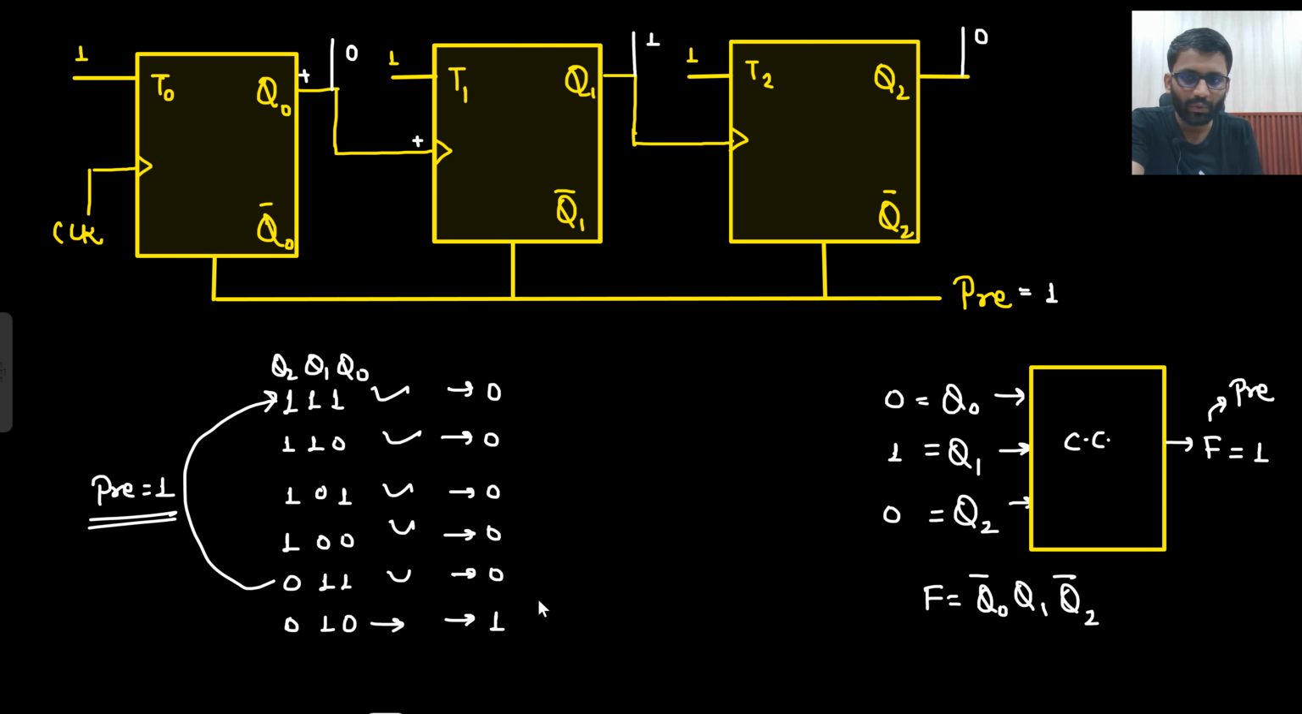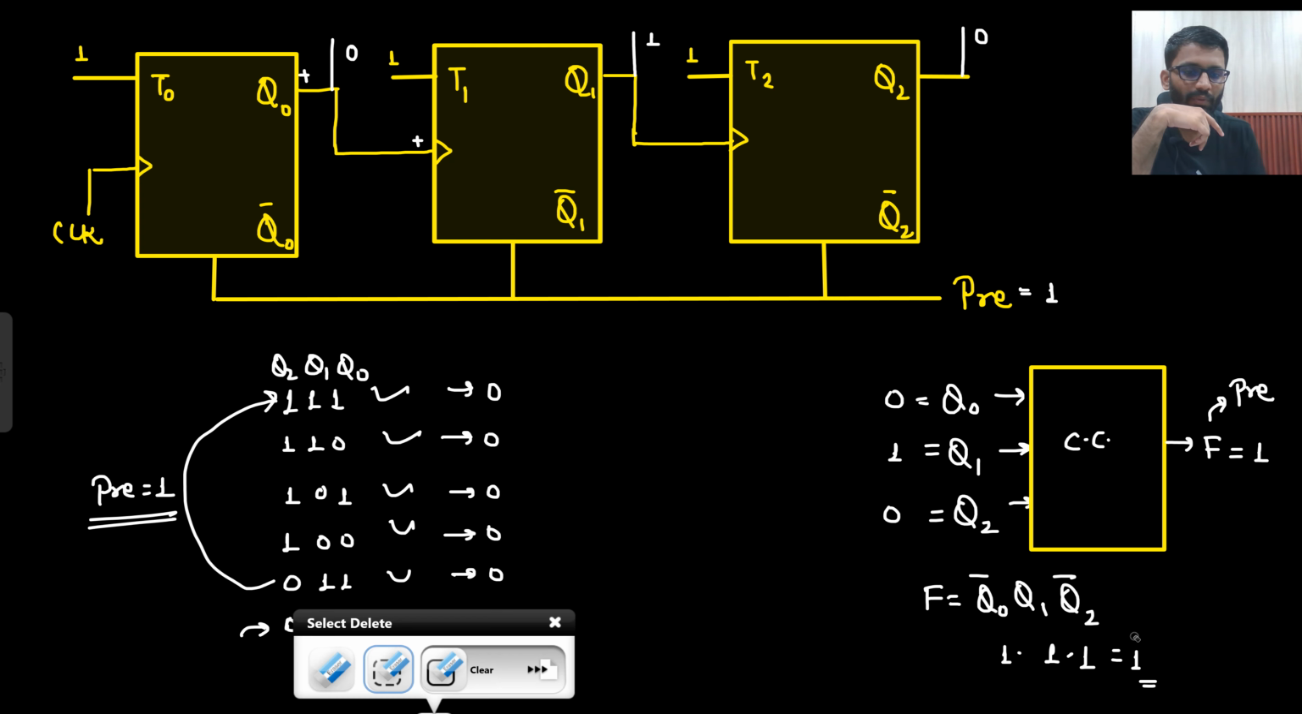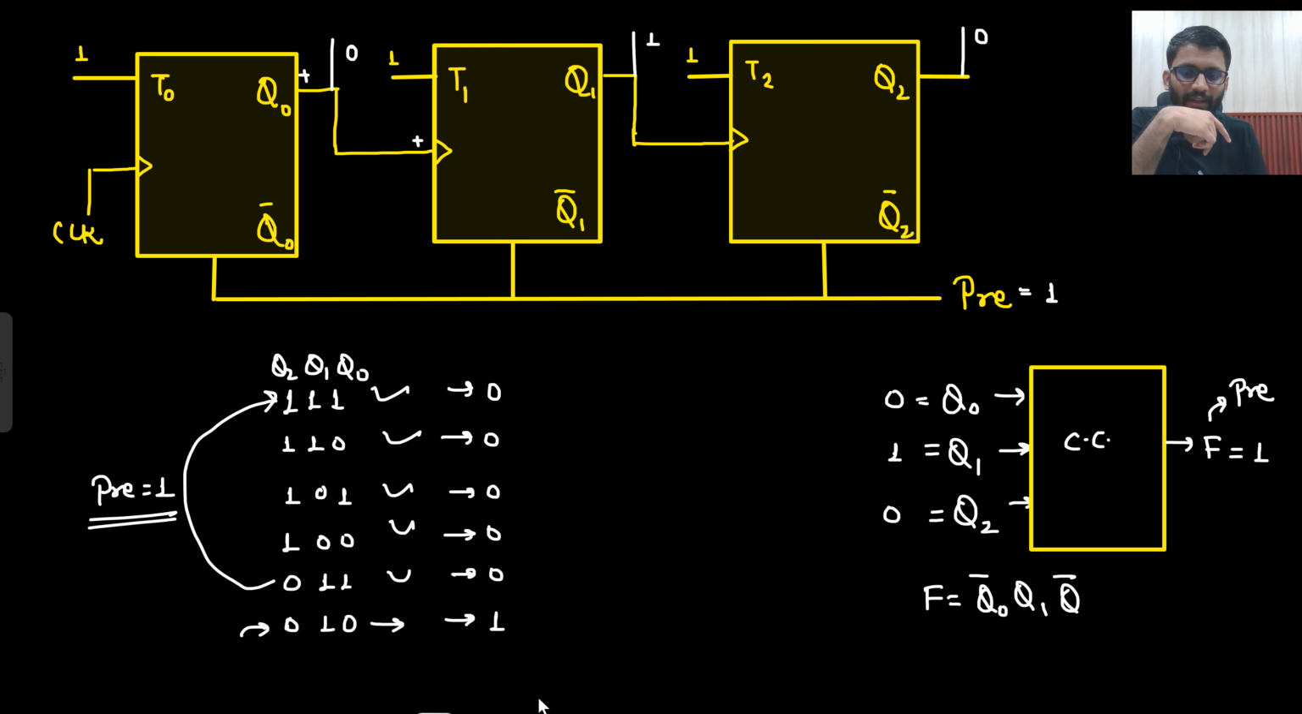In this case, Q2 is 0, so this will be 1. Q1 is 1, this will be 1, but Q0 is also 1, so this will be 0. But in this case, Q0, Q2 is 0, so this guy will be 1. Q1 is 1, this guy is also 1, and Q0 is 0, so this guy will also be 1. So this will become 1. In all these cases, this was not becoming 1, but just as you got this, it would become 1. So F you are getting as this.